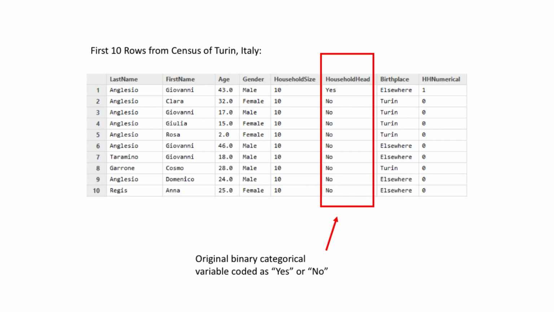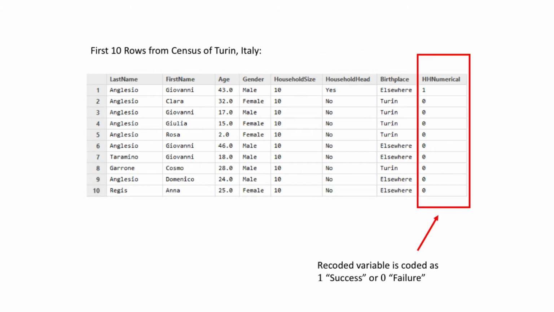This is what our data set looks like. Now the key point here is that this is a census. So we have the entire population of Turin, Italy, in 1705. So this is the original binary categorical variable. People are coded as yes or no. Are you the head of the household or not? And we're showing here the first 10 rows. What we can do is recode this variable in terms of 1s and 0s. That's all we've done here. We've changed this categorical variable into a discrete numerical variable where every person who gets a value of yes now is coded as 1, and everyone who has a value of no now gets a value of 0.